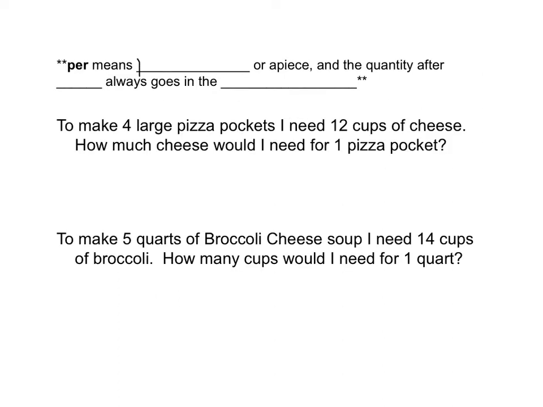Per kind of means like individually or a piece. And it's the quantity after division or simplification. It always goes in the numerator.